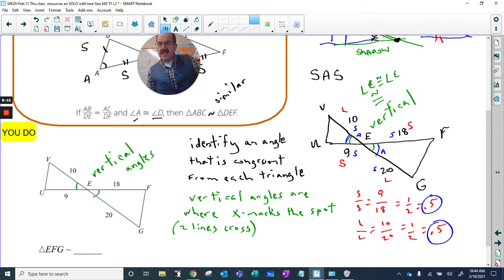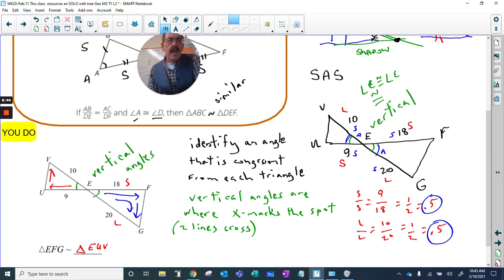All right, so let's just finish this. EFG went that direction. So if we go to the short, see how this is the short and this is the long, so we went short to short. EUV. They are similar. EUV. All right? So pause the video, finish taking notes.